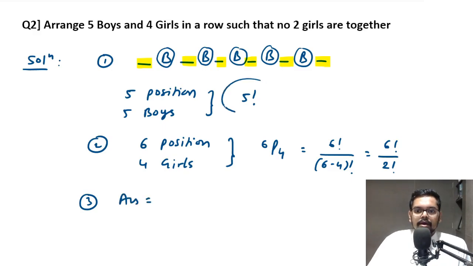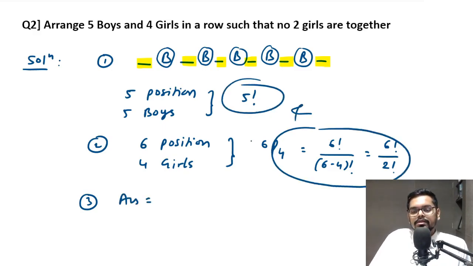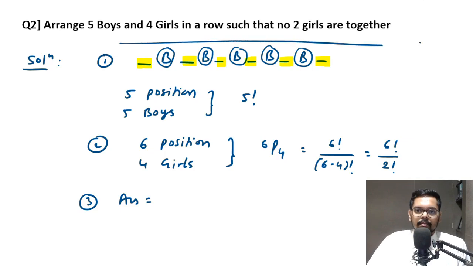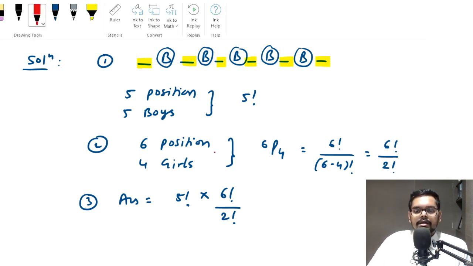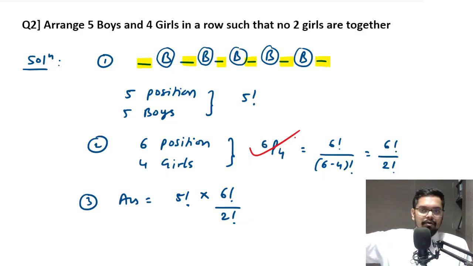The final answer: boys and girls should both be seated, then only the condition that no 2 girls are together is matched. Therefore the answer is 5 factorial into 6 factorial by 2 factorial. Understood? Very simple. You can also visualize why 6P4 is allowed, why it is not invalid. Suppose the girls are seated 1, 2, 3, 4.